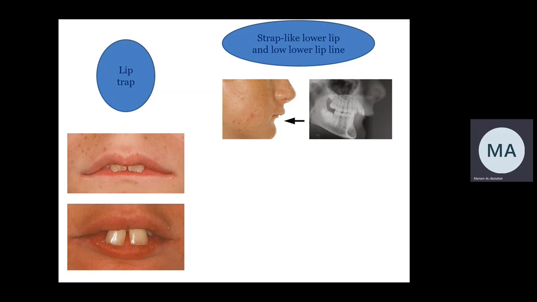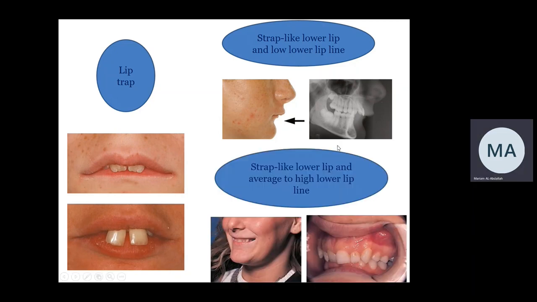So if the patient has a strap-like lower lip with low lower lip line, then mainly the effect of the lower lip will be on the lower incisors, and we will end up with upright to retroclined lower incisors and increased overjet. So the patient usually gets class 2 division 1 type of malocclusion. If the patient has strap-like lower lip with average to high lower lip line, then you will end up with a retroclination of the upper incisors. If it's severe, you will get retroclination of both upper and lower incisors.